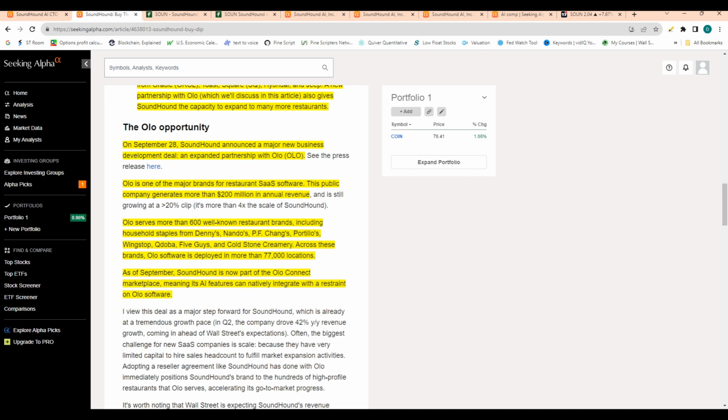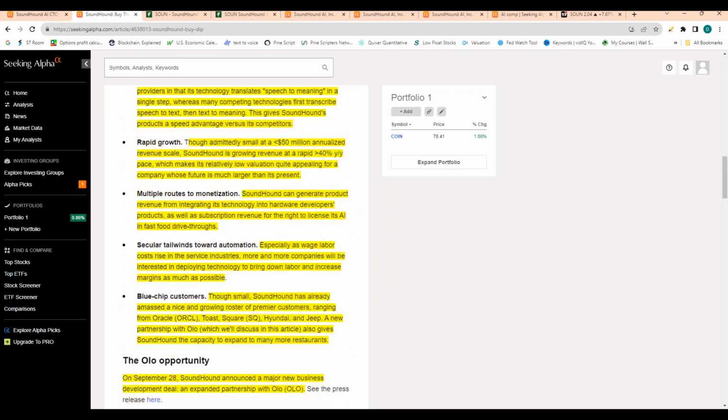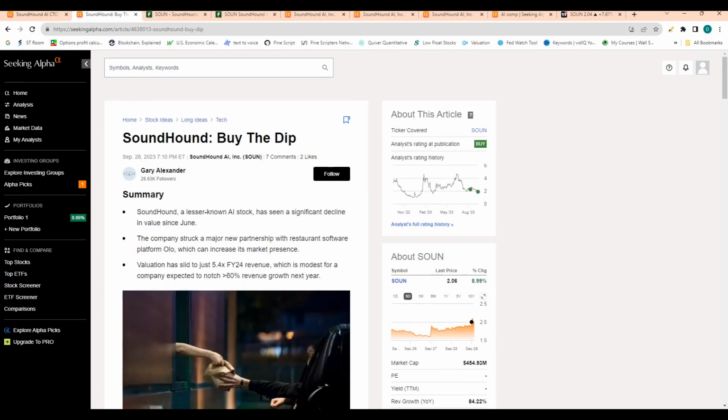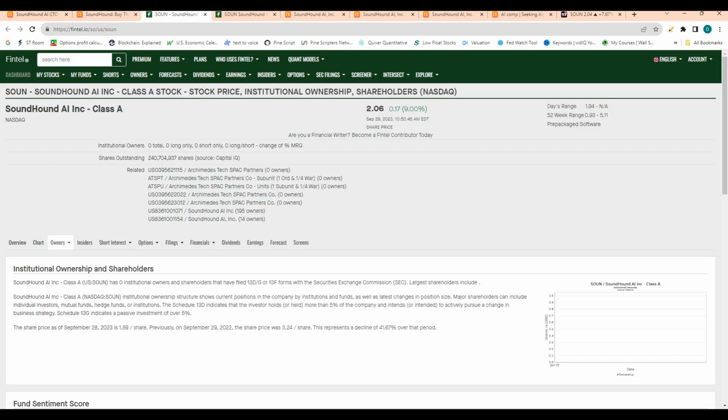This company is garnering a ton of important partnerships, which I think will really benefit SoundHound AI in the long term. So just to give credit to this article real quick, I got this information from Gary Alexander on Seeking Alpha, just to give some credit to him. So with that being said, let's talk about SoundHound's shareholder list.